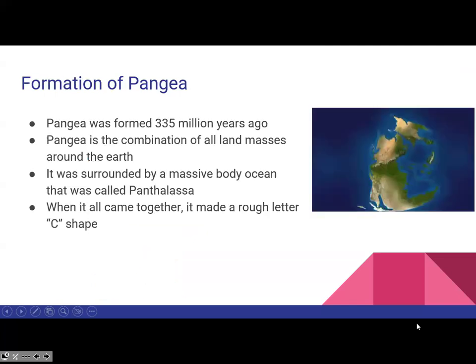And then for the formation, getting more specific, as I said, 335 million years ago it started, the combination of all of it. And it's surrounded by a massive body of ocean, which scientists have called Panthalassa or Panthalassic. It's a lot of A's and S's, so I get confused there. And when it all came together, as you can see from that picture, it roughly made the shape of the letter C. And it also notably had both the South Pole and the North Pole coming together.